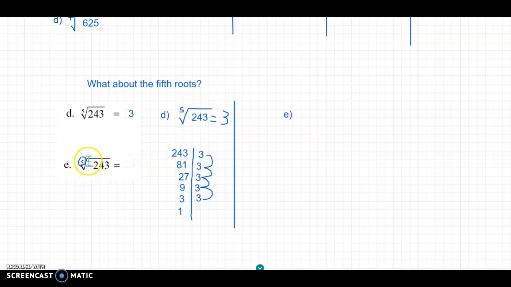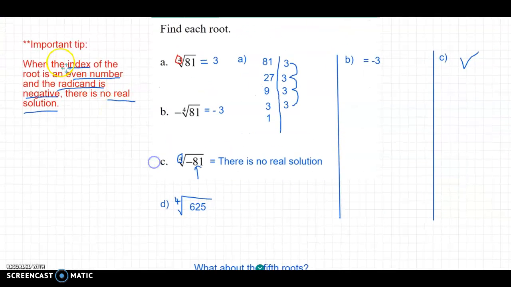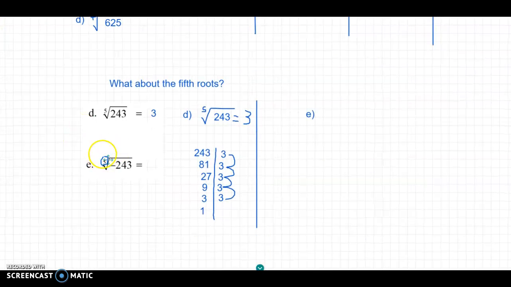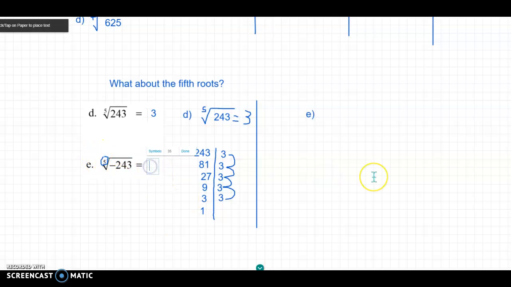But what happens now if we need to find the fifth root of a negative number? So remember the tip that we talked about before. When the index of the root is an even number and the radicand is negative, there's no real solution. But here, this is actually an odd number. So the result will be negative. It's actually possible.